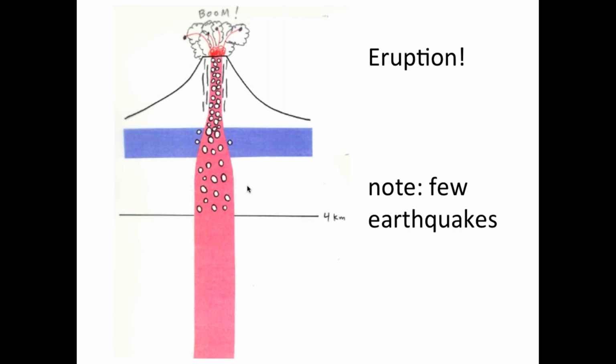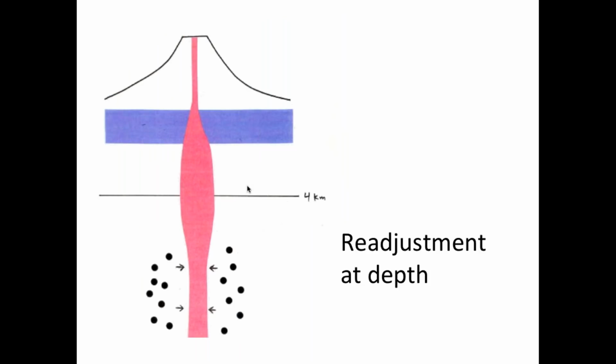So if you do some filtering on the data, you can sometimes see that the earthquakes are actually there under the tremor. If you just look at the raw records, you don't see that. You see this tremor signal during eruptions. So then a final step here is readjustment at depth.